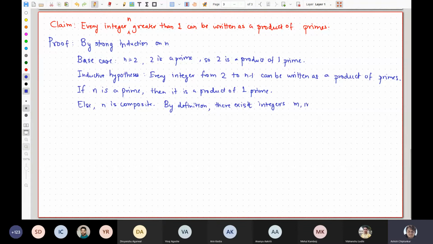Let's say m1 and m2, such that n is composite, no? So n is equal to m1 times m2, and so this is a non-trivial factorization. So 1 is strictly less than m1, which is strictly less than n, and 1 is strictly less than m2, which is strictly less than n.